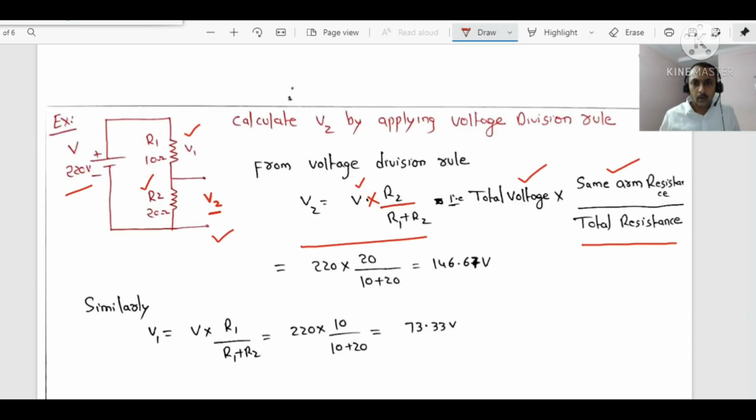Right? Total voltage into R2 by R1 plus R2. So 220 into 20 divided by 10 plus 20. That is 146.67 volts.